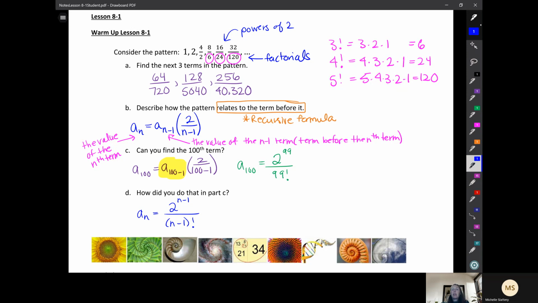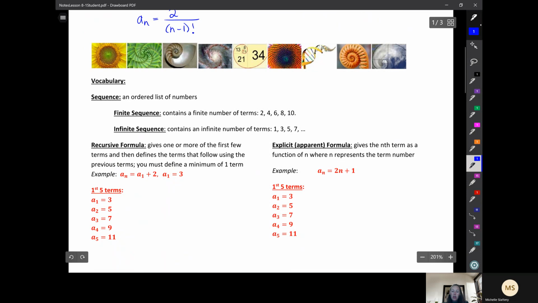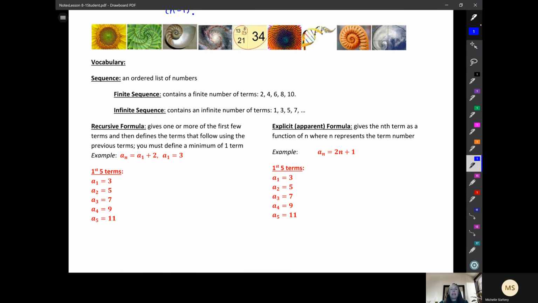So take some time to go back and look at that pattern and see if you can see what I just explained about that pattern, and make sure that everything makes sense to you. And the more you work with patterns, the easier they will be to recognize. Okay, so you'll get better at recognizing patterns the more you work with them. All right, so let's move on to some definitions. So here we have some vocabulary.